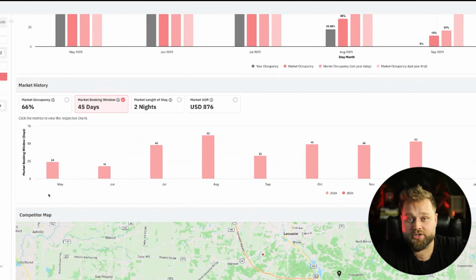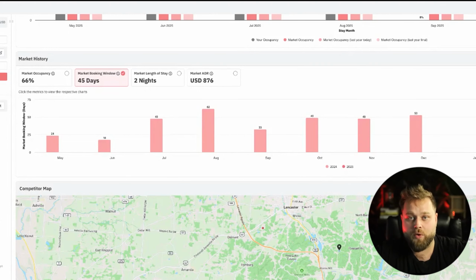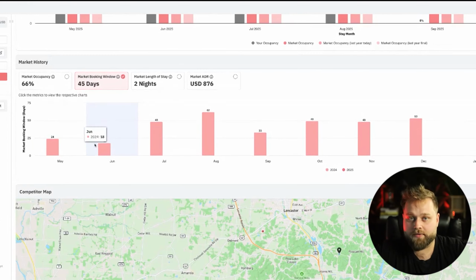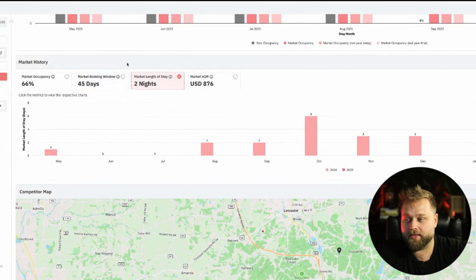In addition to that, I used to have the same set of customizations as far as my minimum nightly stay. This is how long I'm requiring people to book for. What we've also done is go over here to the market length of stay, where we can see the average time that people are actually booking reservations throughout the year. So I can then customize this based off of the month.